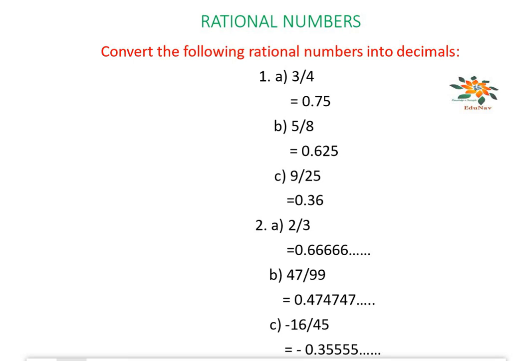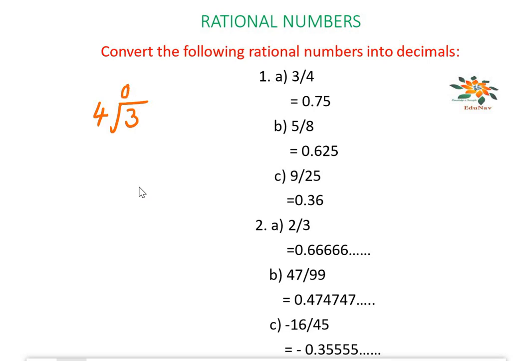Dear students, in this session, we shall convert some of the given rational numbers into decimals. The first question, A subdivision, 3 by 4. So here we need to just divide 3 by 4. It's a normal division method that we are going to follow in all these problems. So 3 divided by 4.